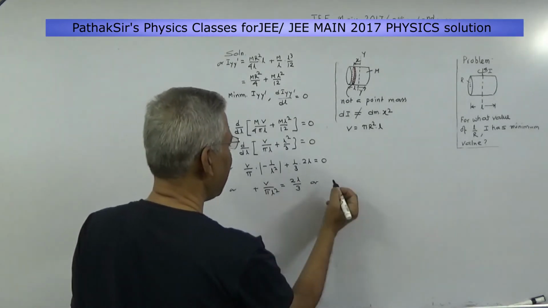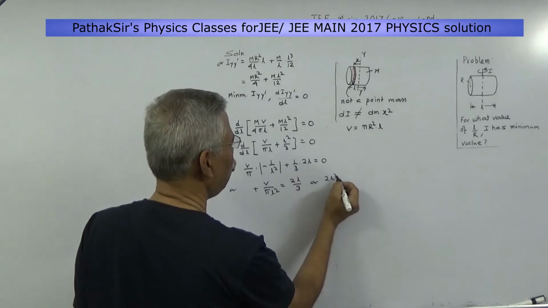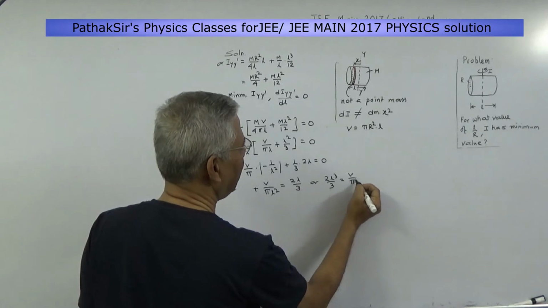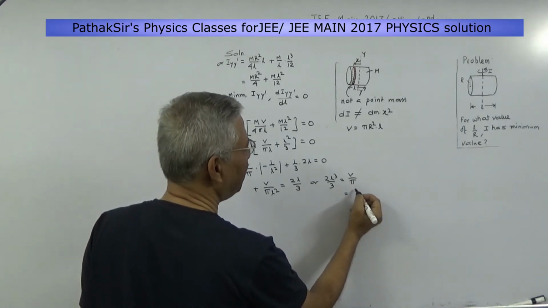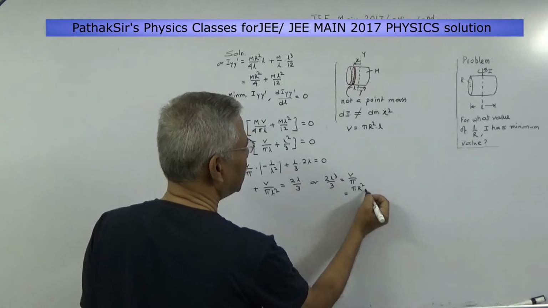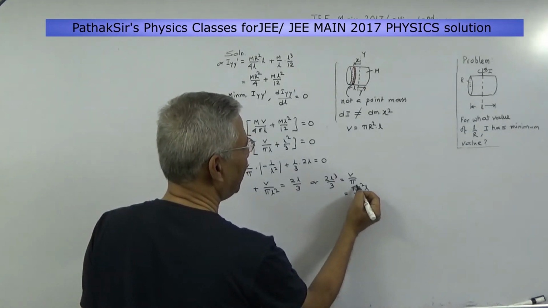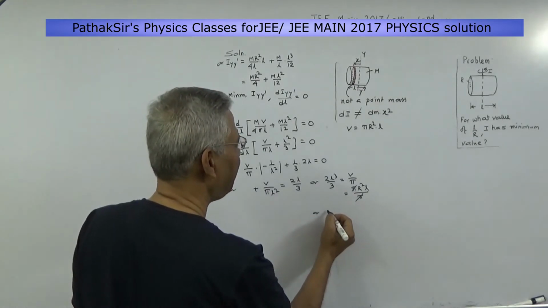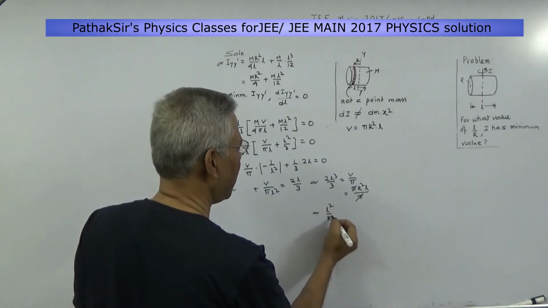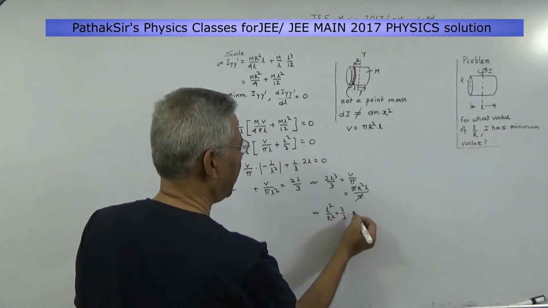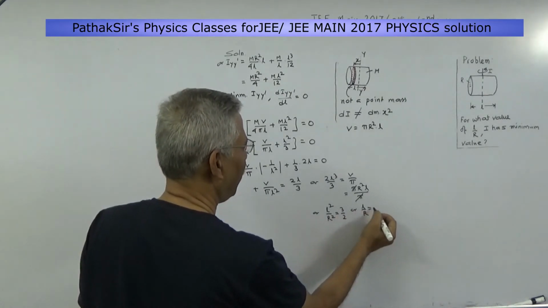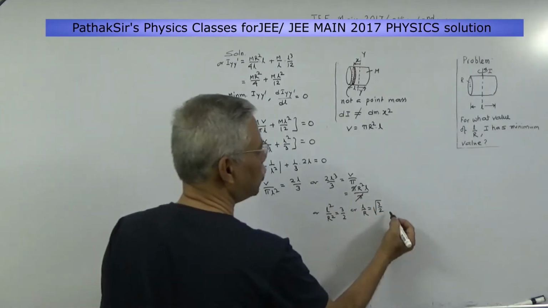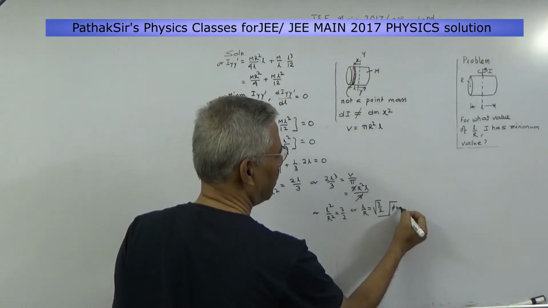Or minus V by pi L square plus 2L by 3 equal to 0, or 2L cube by 3 equal to V by pi. But V equal to pi r square L, pi cancelled, so we get finally L square by r square equal to 3 by 2, or L by r equal to root 3 by 2. This is the answer.